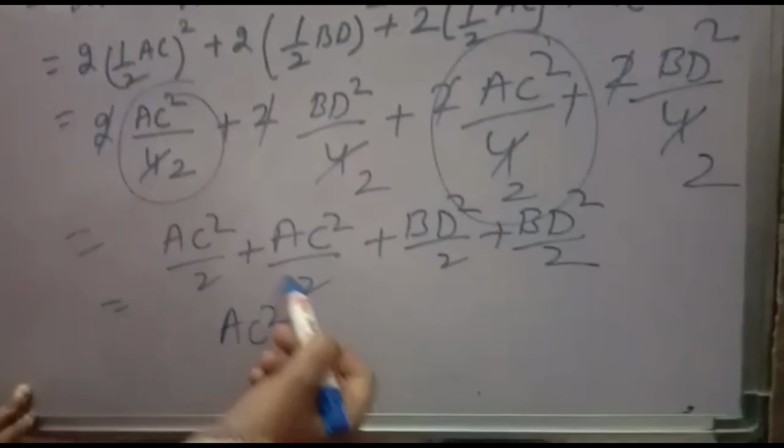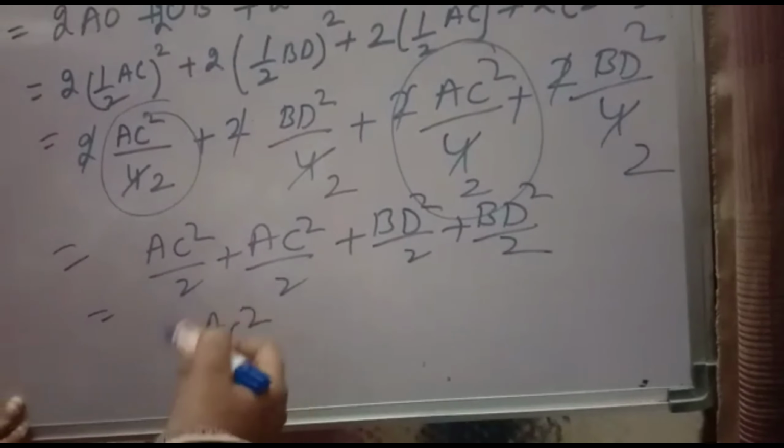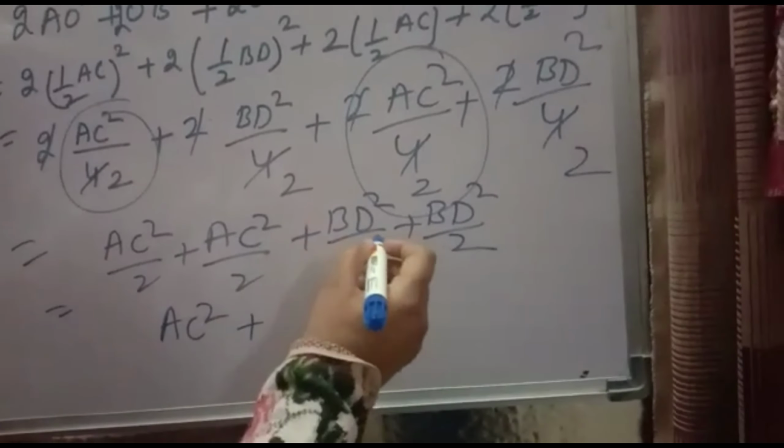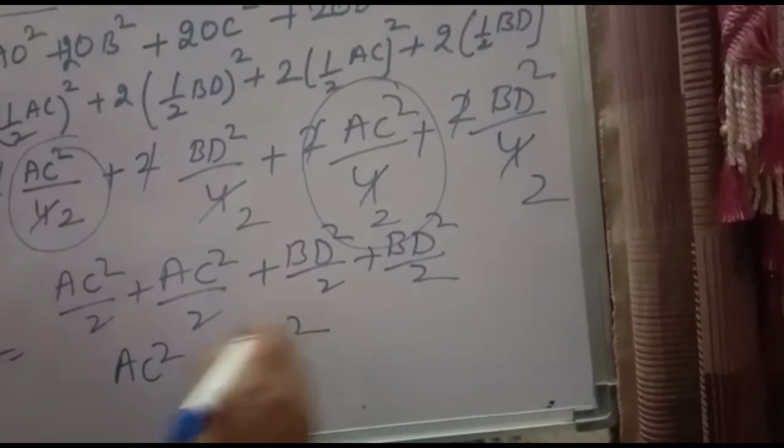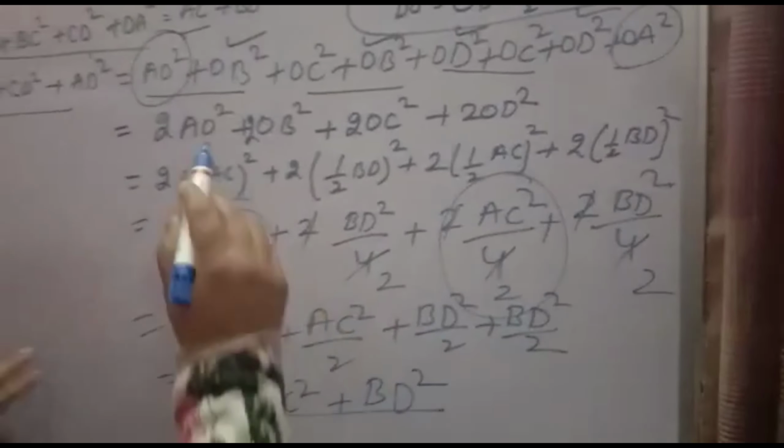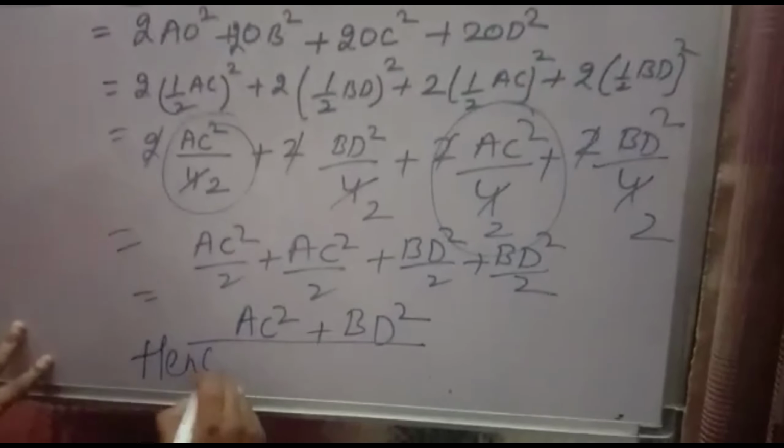Half of AC and half of AC, when you add, you get full AC, means AC square. Half of BD square plus half of BD square, when you add, you get BD square. So AC square plus BD square. See, what you wanted to prove has come now. So you will write here, hence proved. Thank you.